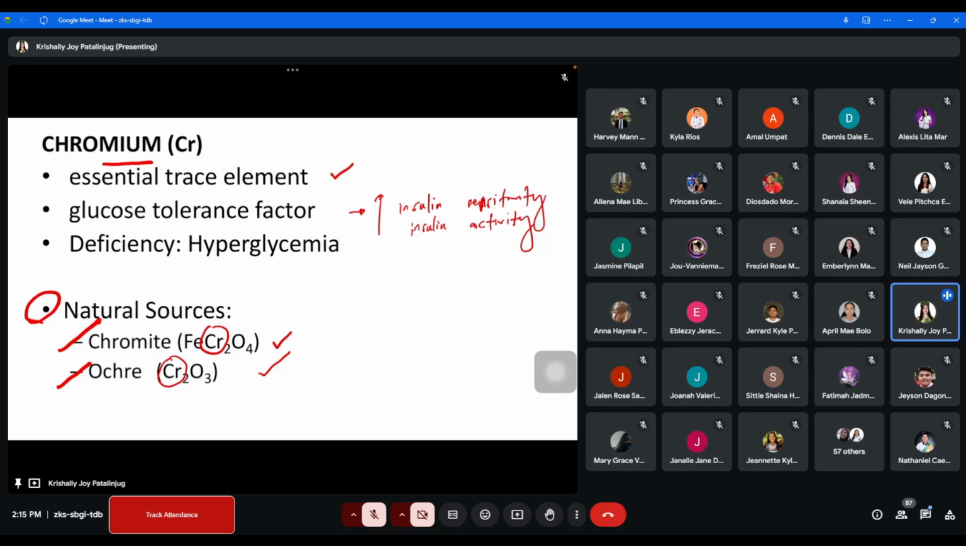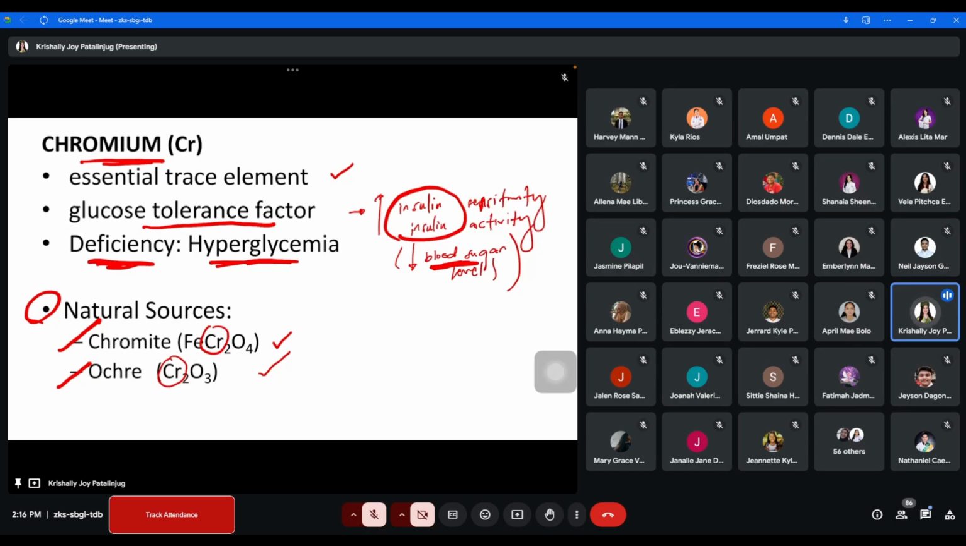Because with insulin, the blood sugar level is controlled. Insulin is an important hormone to regulate and lower blood sugar level. So that is the action of chromium being a glucose tolerance factor. If chromium is deficient in the body, the action of insulin is affected. If the activity of insulin is altered, the blood sugar level is no longer controlled, so hyperglycemia can occur. That's the deficiency that can be caused when chromium is low in the body.